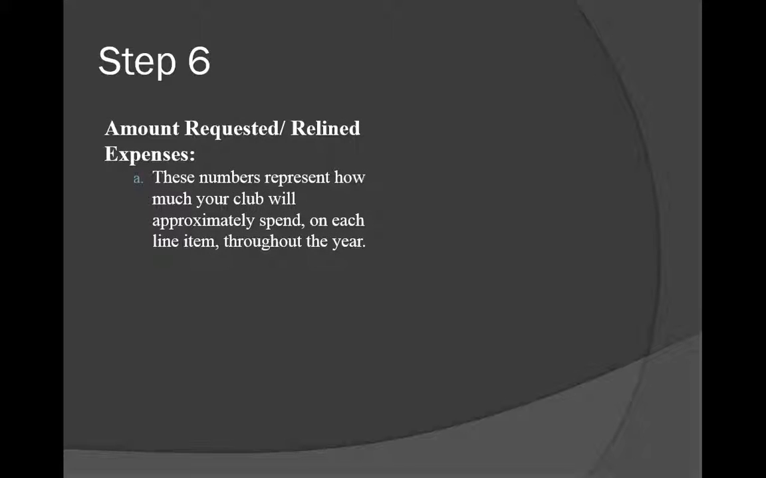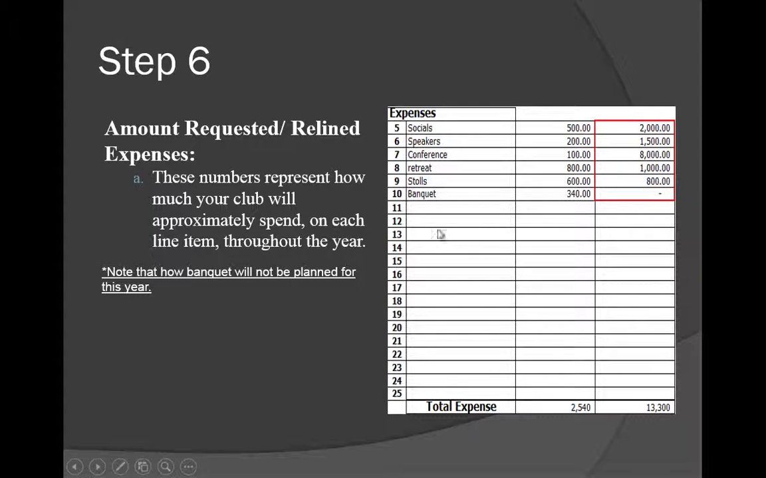Step 6. Amount requested/line-item expenses. These numbers will represent how much your club will approximately spend throughout the year. Again, banquet was not planned for, and all other expenses were increased dramatically in this example.